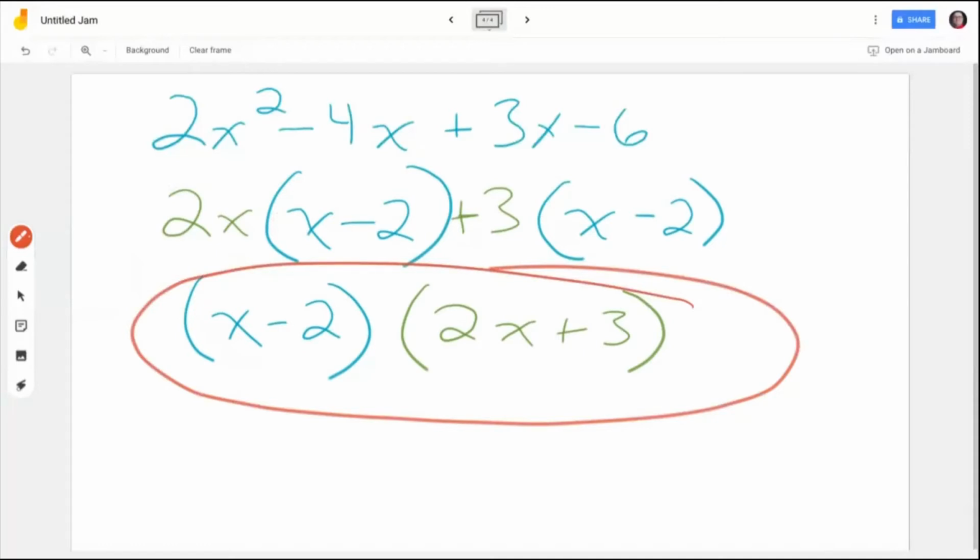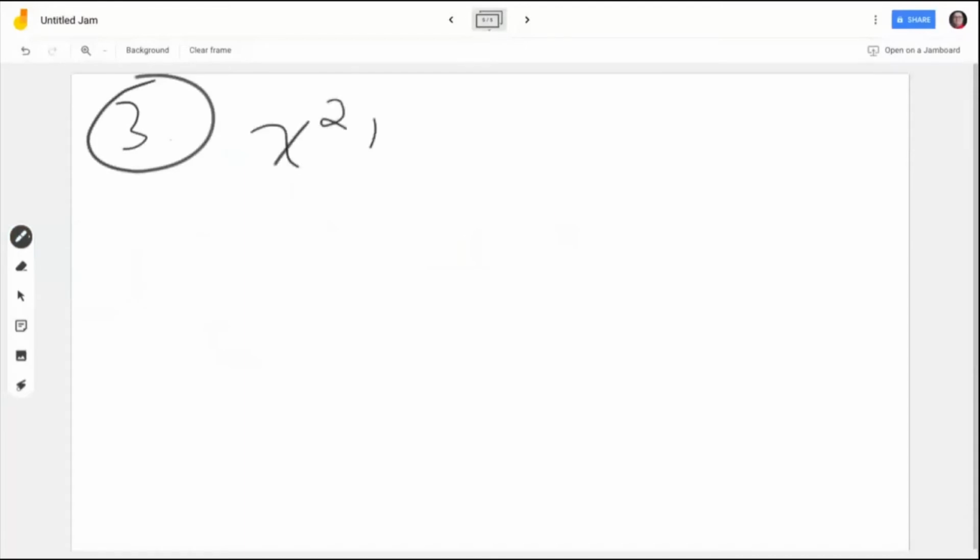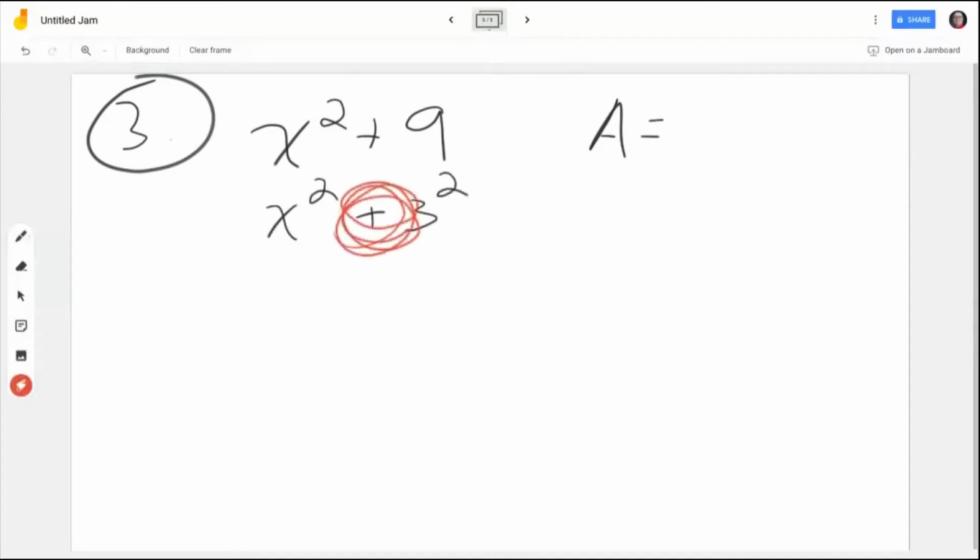And let's try one more. Let's say I have x squared plus 9. In this situation, first off, they are squares, right? This is x squared plus 3 squared. But the problem is that's not a difference. It's not a difference of two squares. We can't use that on this one. That's a common error people make, and it's one of the reasons I throw this one in there.